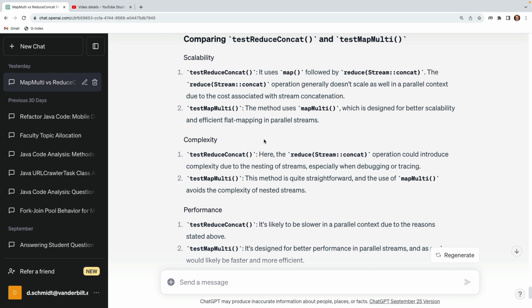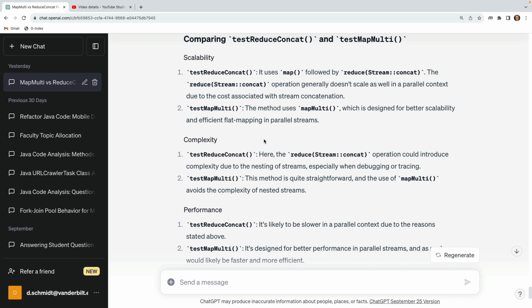And then it says testMapMulti uses the mapMulti method, which is designed for better scalability and efficient flat mapping in parallel streams. That is also correct, which is quite interesting. And then it talks about complexity. So now it's no longer looking at just performance issues. It's looking at how complicated the code is to read.